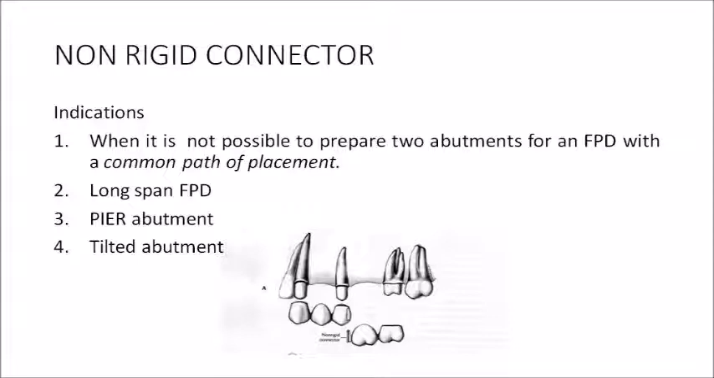These are also indicated in areas with a pier abutment, that is, one abutment which is bounded by an edentulous space on both sides. In such cases, again we use a non-rigid connector. And it is also used for a tilted abutment. For a tilted abutment, if we go for a normal connector, then we'll have to do extensive tooth preparation. So in such cases, again we can use a non-rigid connector, so that even if the path of placement is different, we can go ahead with the normal preparation.